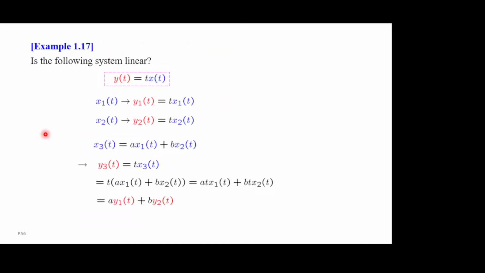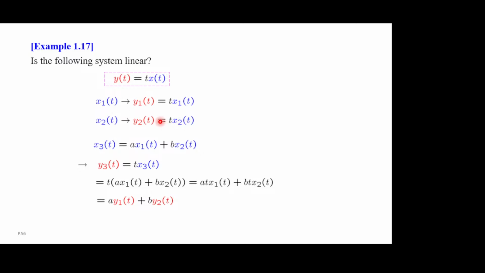Okay, so let's go back to those questions. Is this system linear? y of t equals t times x of t. We basically check the properties. We have two things to check: additivity and homogeneity. Let's first have two input-output pairs. x1 of t goes to t x1 of t, because y of t equals t times x1 of t, and x2 of t goes to t times x2 of t.